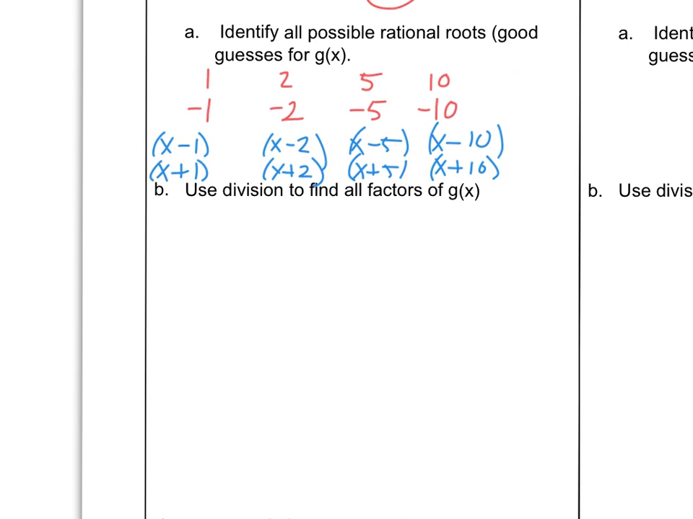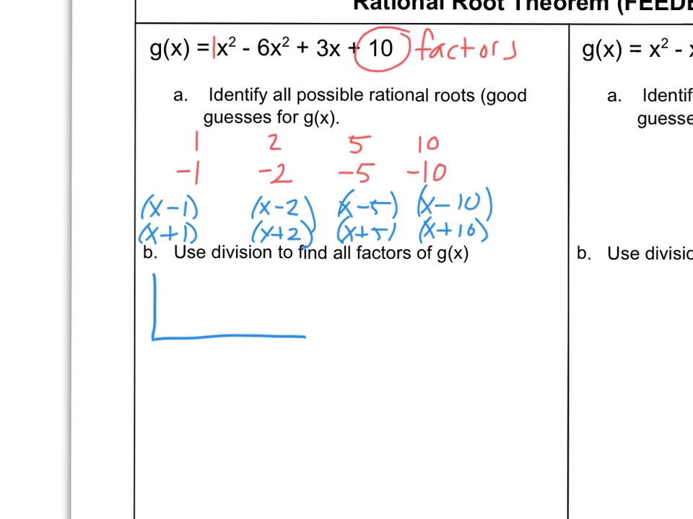I don't really know where to begin with this, so I might try to begin with a smallish number. Maybe I'll try with x minus 1 because that's the first thing I see here. That means that plus 1 is going to go outside, and inside we're going to have 1, negative 6, 3, and 10.